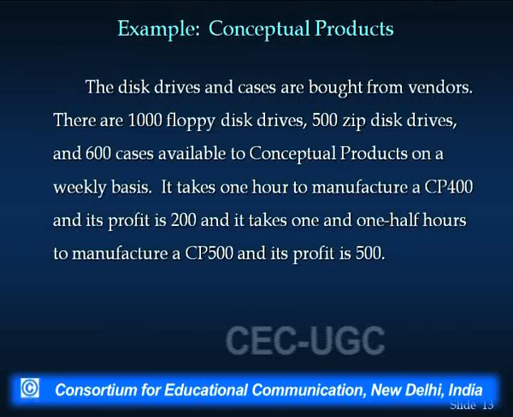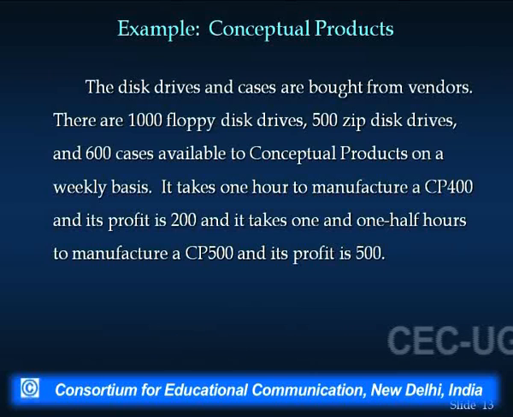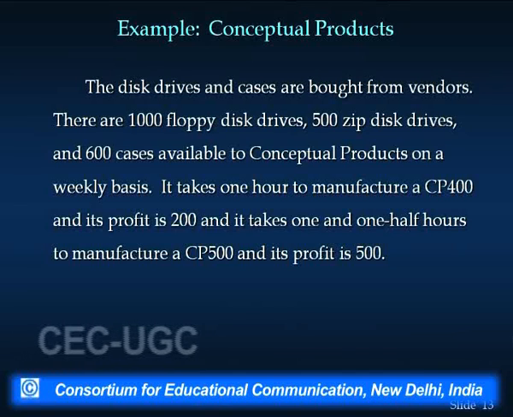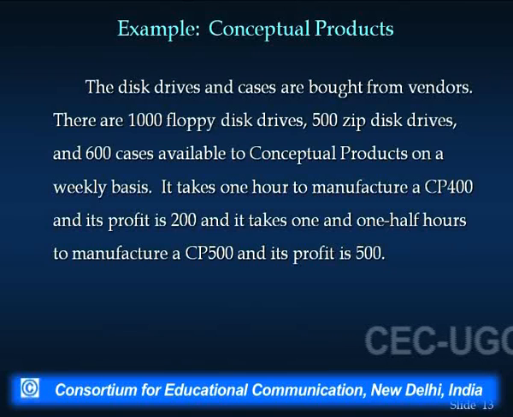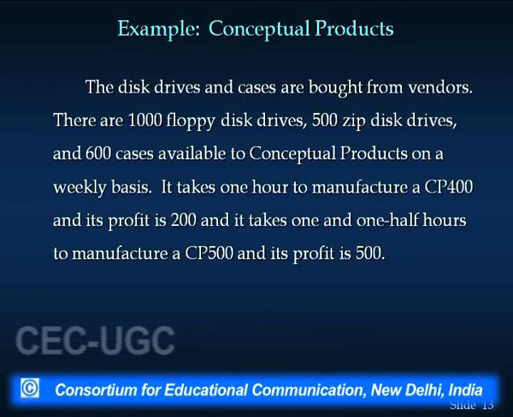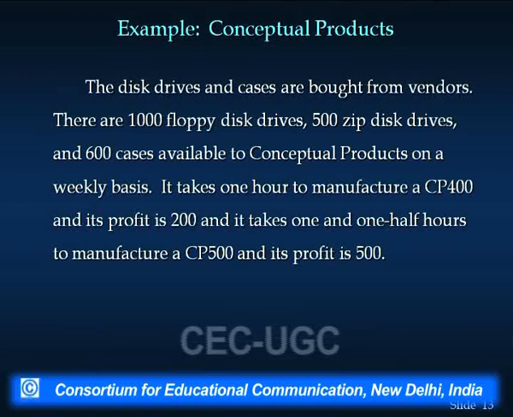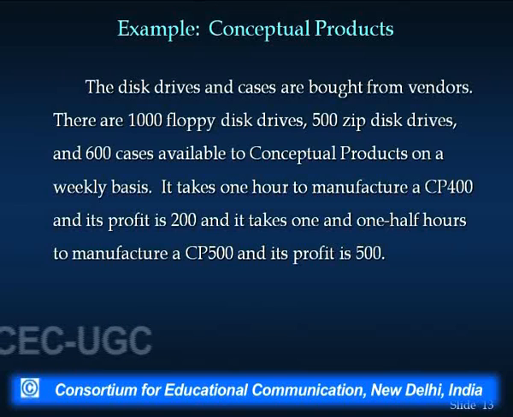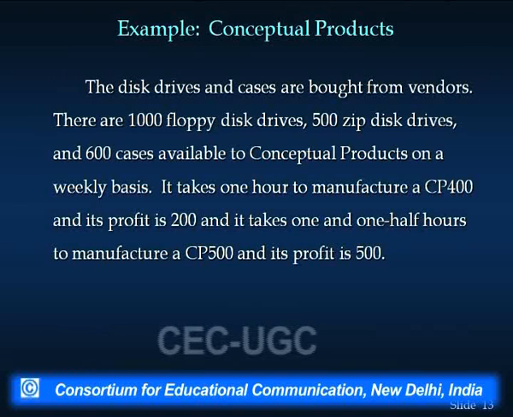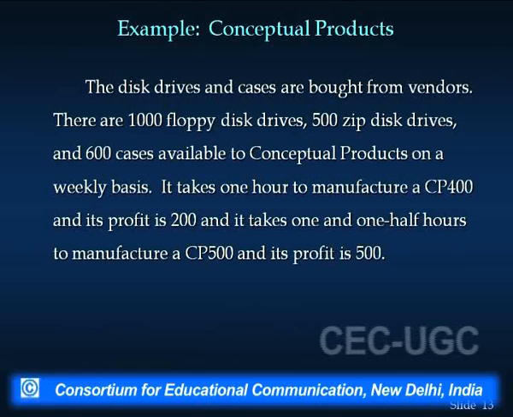The disk drives and cases are bought from vendors. There are 1000 floppy disk drives, 500 zip disk drives and 600 cases available to Conceptual Products on a weekly basis. It takes 1 hour to manufacture a CP400 and its profit is 200, and it takes 1.5 hours to manufacture a CP500 and its profit is 500.